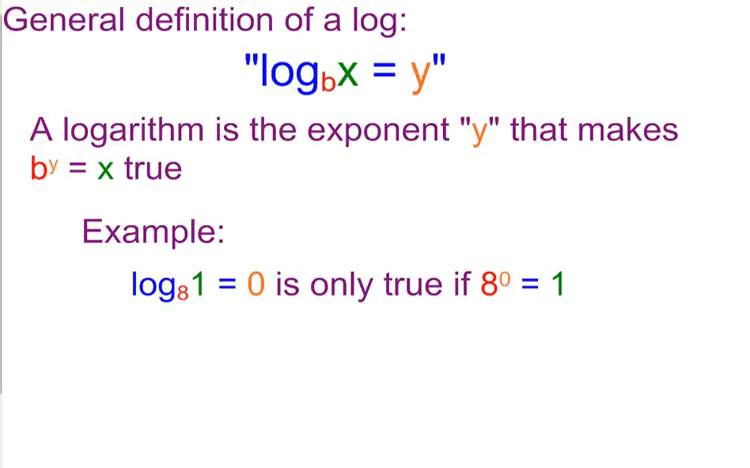To start that, we first have to learn about a log. The general definition of a log is log base b of x equals y. That's how we say that. Log base b of x equals y. A logarithm is the exponent y that makes b to the y equals x true, which probably made no sense, right? Do I sound like I'm speaking another language? So for example, here's a log. This would say log base 8 of 1 equals 0.